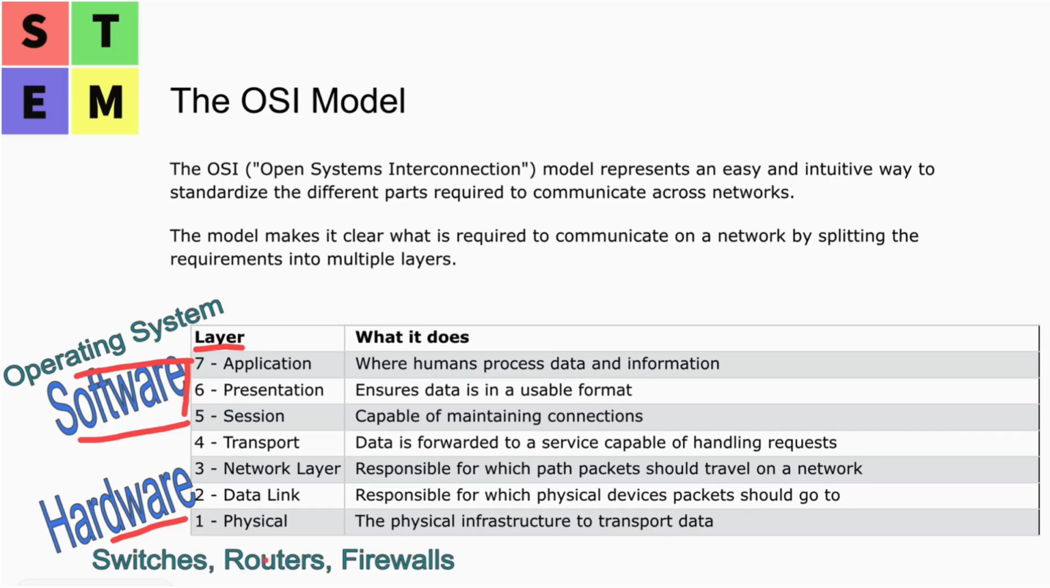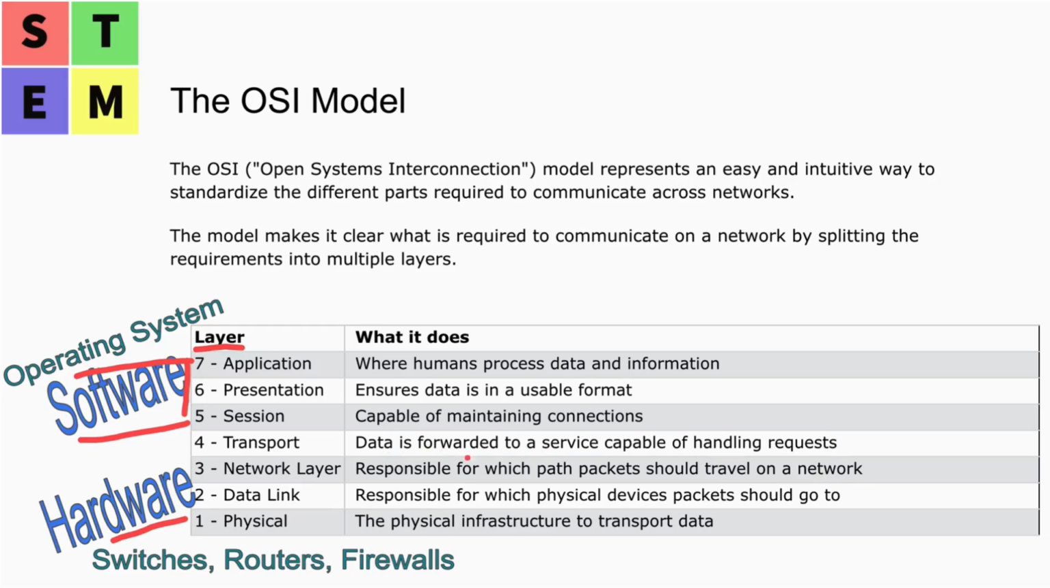We are talking about switches, routers, and firewalls, and others. Okay. So for the physical layer, the physical infrastructure to transport data, right? So data link is responsible for which physical devices packets should go to. Network layer is responsible for which paths packets should travel on the network.